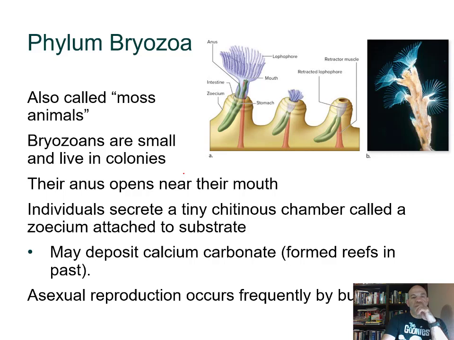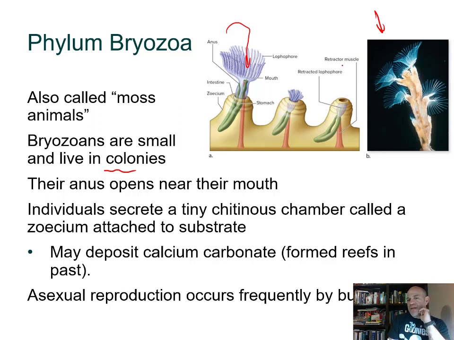And so looking at the Bryozoans, they're called the moss animals, just like the Bryophyta would be the mosses, right? So they're smaller, they live in colonies. Their anus opens near the mouth, so you can see that they're pointing to the anus here. And then the mouth is actually inside this area here where the lophophore is.